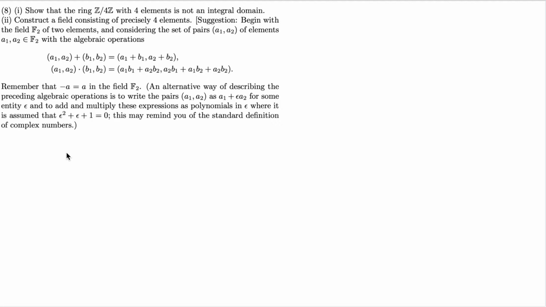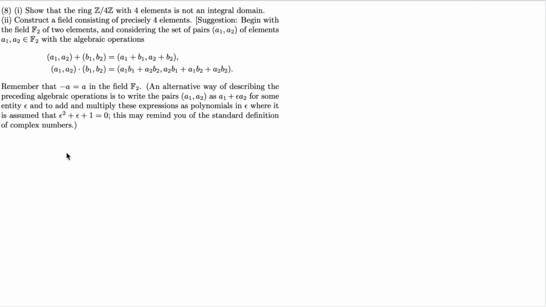The suggestion is to begin with the field F2 of 2 elements, and consider the set of pairs (A1, A2) of elements A1, A2 in F2, with algebraic operations (A1, A2) plus (B1, B2) is equal to (A1 plus B1, A2 plus B2). And (A1, A2) times (B1, B2) is equal to (A1 B1 plus A2 B2, A2 B1 plus A1 B2 plus A2 B2). Remembering that minus A is equal to A in the field F2.